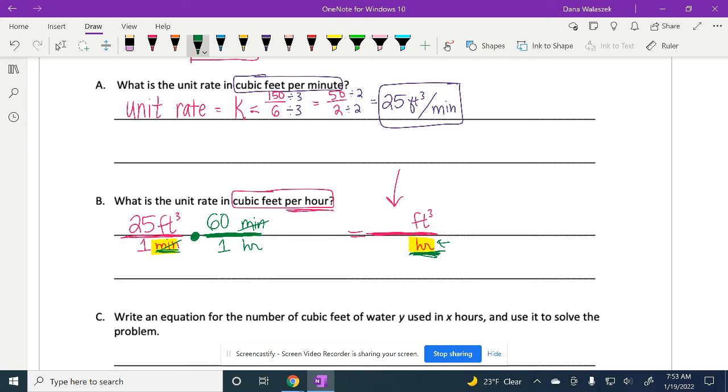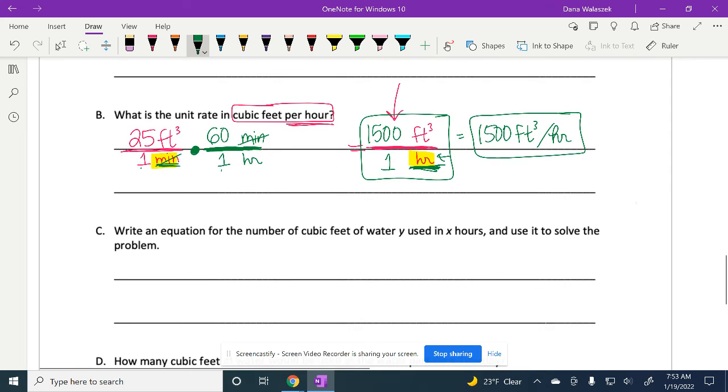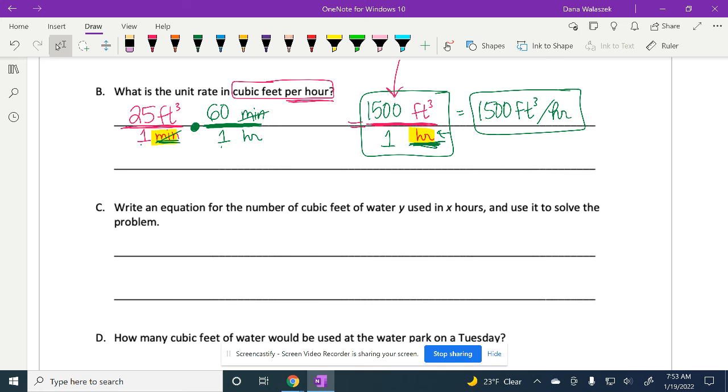Now I get my calculator out. And I do 25 times 60. Go ahead and do that. Is 1,500. 1 times 1 is 1. So you can leave it like this, or you can write 1,500 cubic feet per hour. Either one is great. So your unit rate and your constant of variation are the same thing.